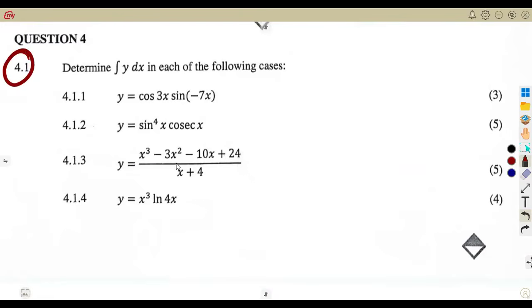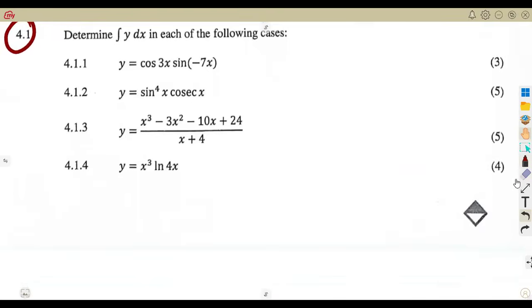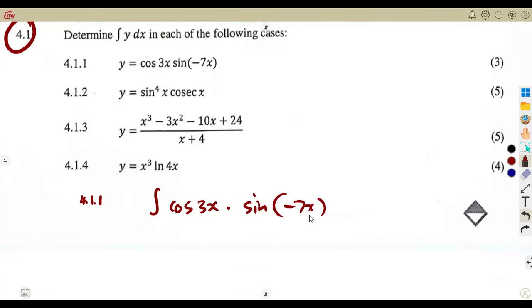Question number 4, integration. Determine the integral of y with respect to x. In each of the following cases, on 4.11, you're given: integrate the cosine of 3x times the sine of minus 7x.